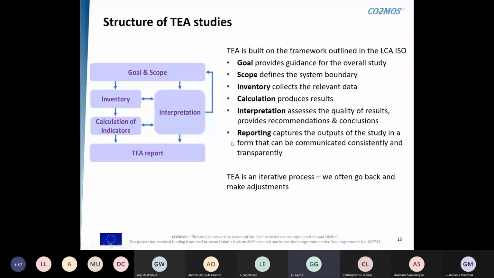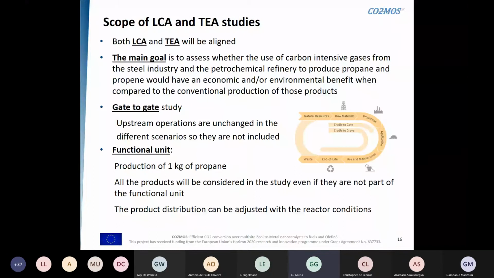So for Cosmos, we have to complete a lifecycle assessment and techno-economic assessment. Both methodologies follow a lifecycle approach, so these studies will have to be aligned, and they will have the same scope and certain elements of the goal.